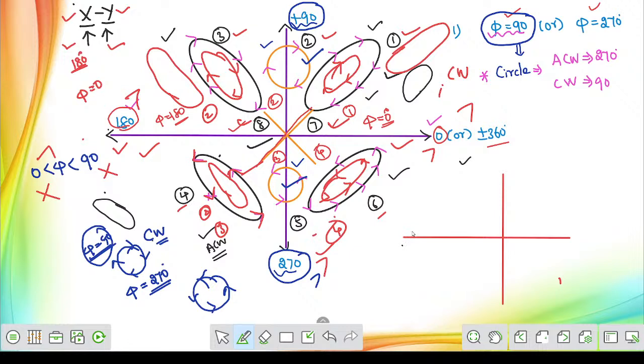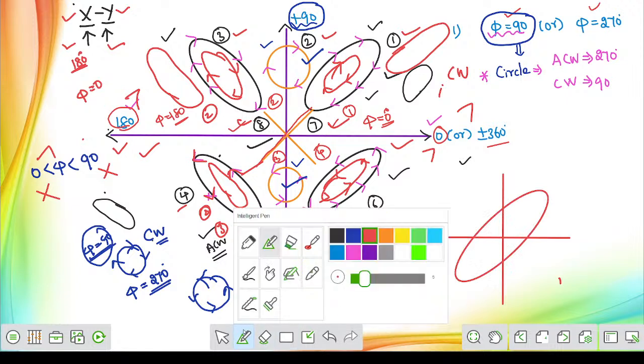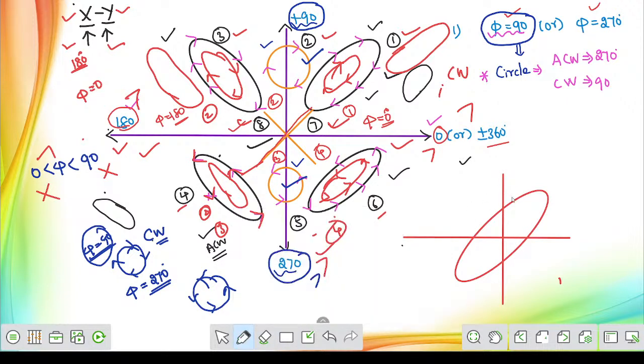If the phase angle difference is given, then we can observe the pattern. If the pattern is given, how to identify the phase angle? For an example, let us assume there is a circle given like this. An ellipse is given to you, and they marked the direction of the ellipse and it is running in clockwise direction.